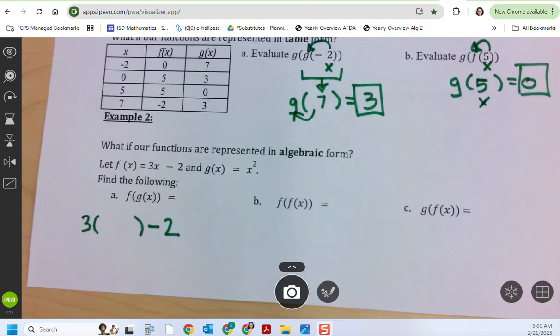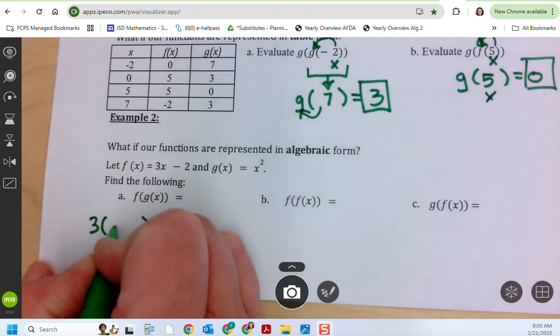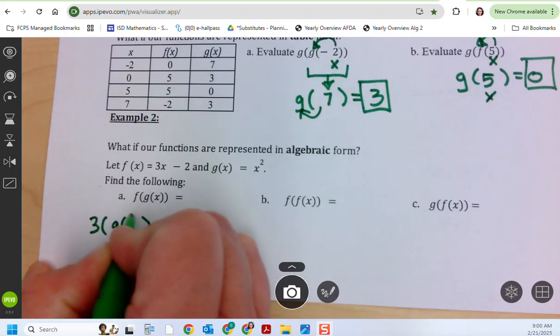Okay. Now, what we're going to put in for x is g of x. So we put g of x where the x was. Here.